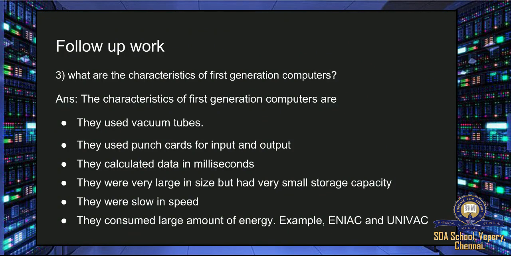What are the characteristics of the first generation computers? Answer, the characteristics of the first generation computers are: they used vacuum tubes, they used punch cards for input and output devices, they calculated data in milliseconds, they were very large in size but had very small storage capacity, they were slow in speed, they consumed large amount of energy. Example, ENIAC and UNIVAC.